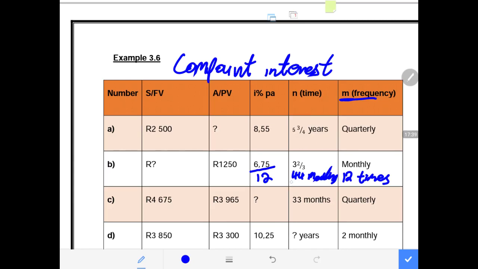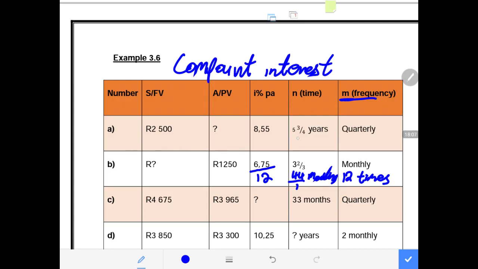We need to ask ourselves how many months do we have in a month. And I want to say this once again. How many months do we have in a month? Because our interest is compounded every month, meaning once a month. There's only 1 month. So our N will divide by 1. This is very, very important to take note.